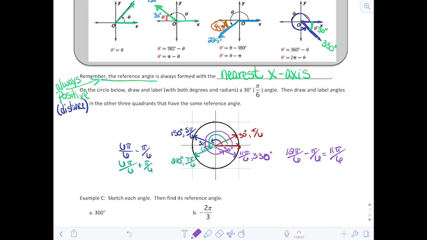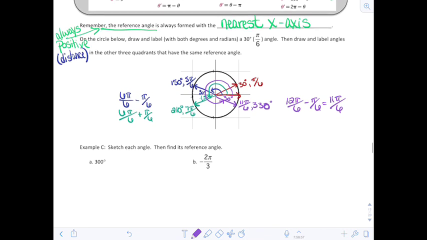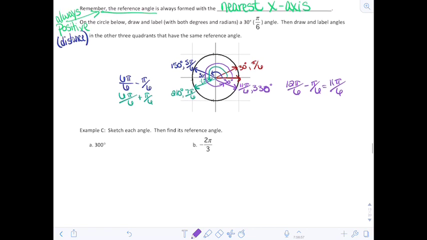Okay. So now maybe the murky waters of reference angles are clearing up just a little bit. Don't worry if they're not. If it's still fuzzy, we're going to work with them a bunch. So sketch each angle and find its reference angle.